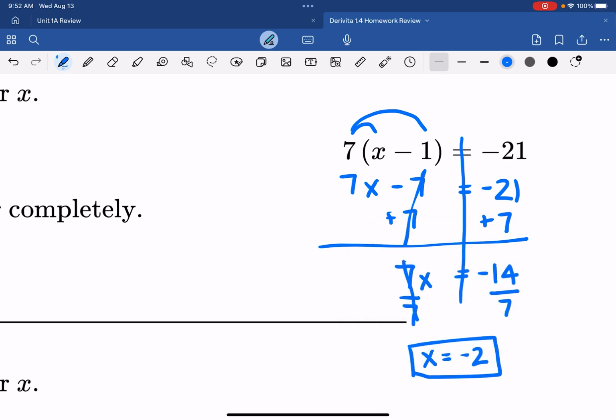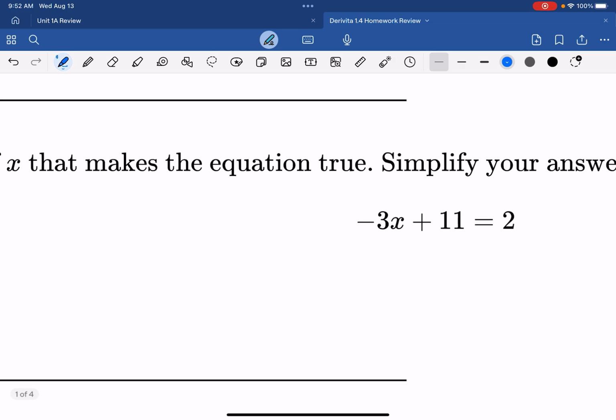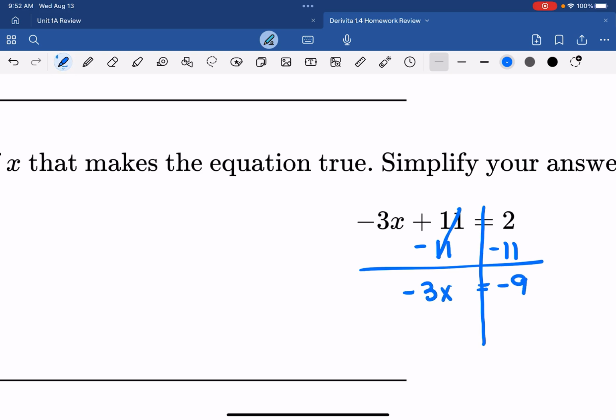So then I'm going to skip to question number 3. Question number 3 will be the same kind of question as the second one on your quiz. So we're going to subtract 11. Negative 3x equals negative 9. Divide by negative 3. And x equals positive 3.